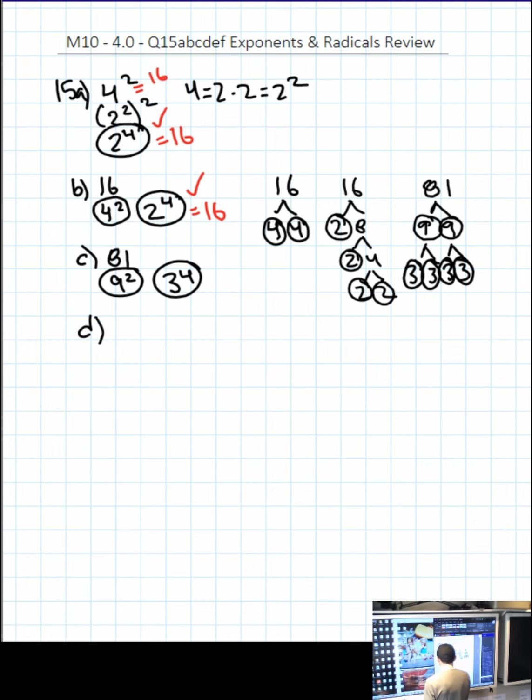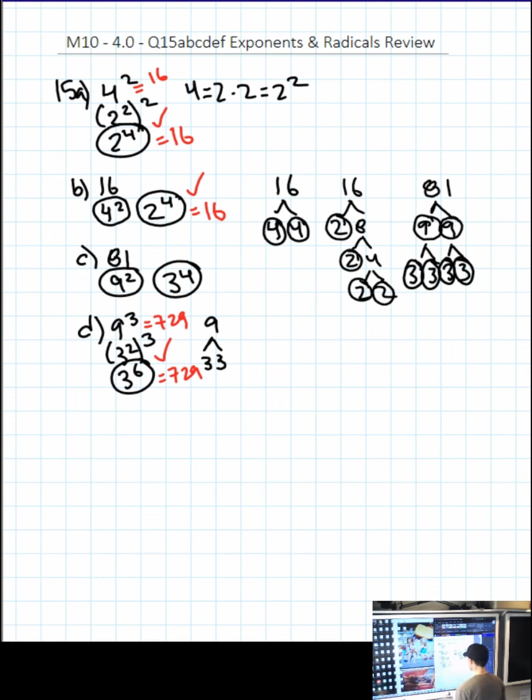Okay, D, we have 9 cubed. So 9 is simply 3 times 3, so we're going to replace 9 with 3 squared, still cubed, multiply the exponents together, 3 to the 6, circle our answer. So on our calculator, 9 cubed is 729, and 3 to the 6 is also 729, so check your answer. I believe I forgot to check my answer in the last one, but 9 squared is 81, and 3 to the 4 is also equal to 81, so check our answer.